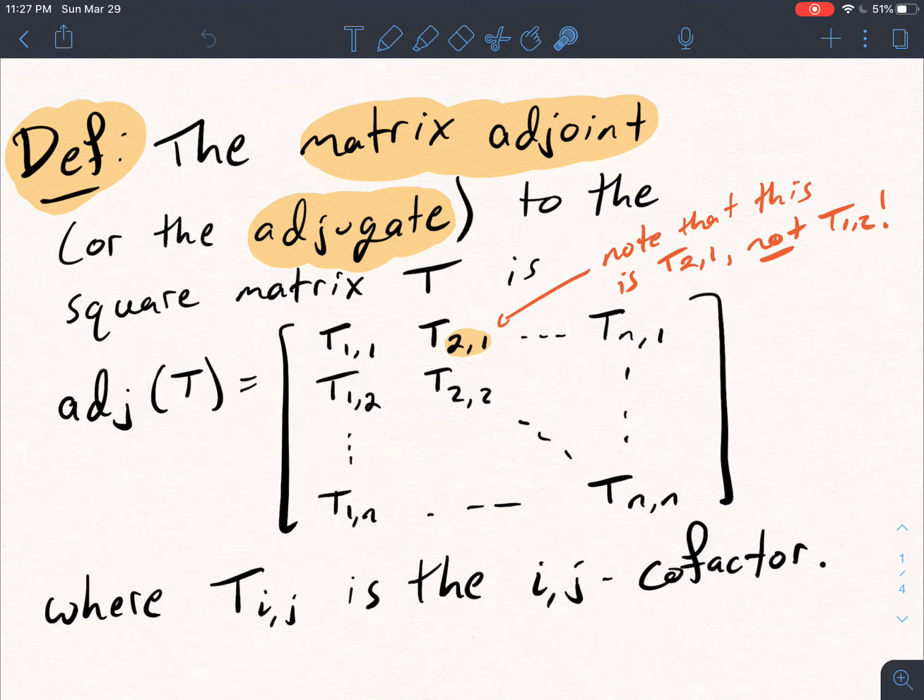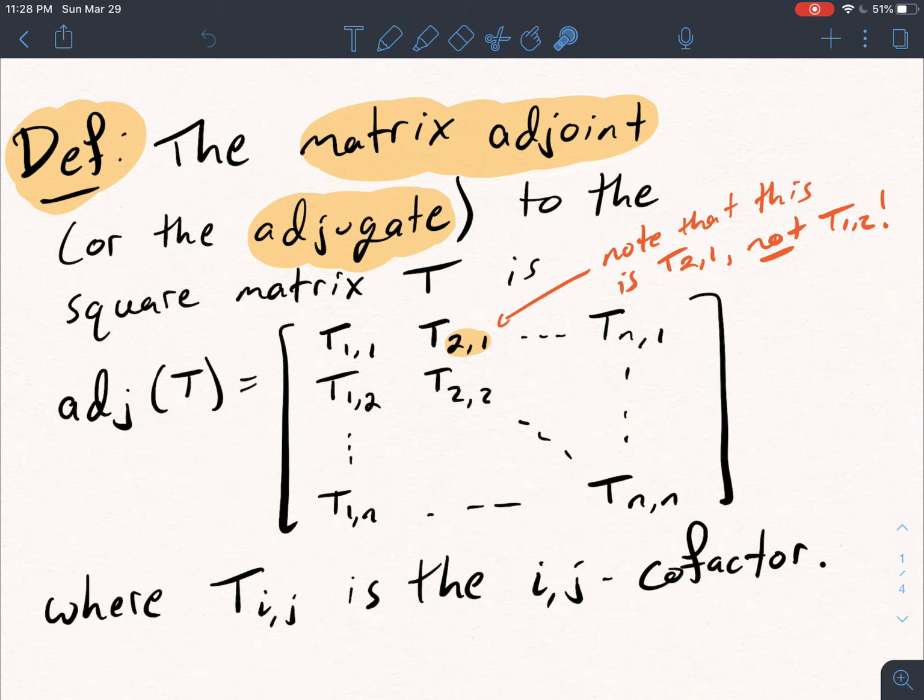So the matrix adjoint, sometimes called the adjugate, of the square matrix T is given by the following formula. The notation is adj of T, and the entries are the cofactors, the ij cofactors of the matrix T. So T11 would be positive, because (-1)^(1+1) times the determinant of the 1,1 minor of T, obtained by deleting column 1 and row 1.